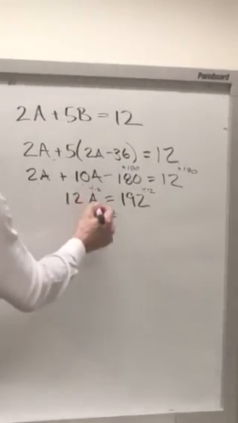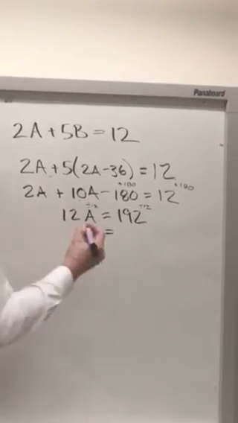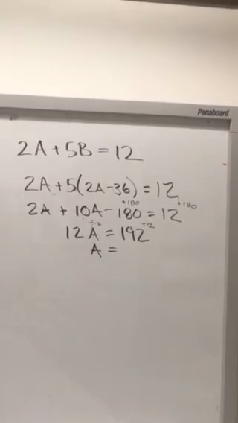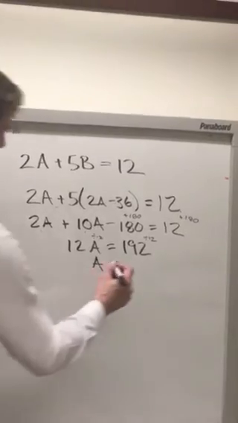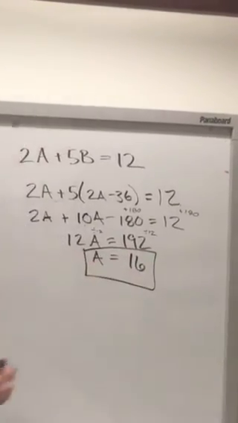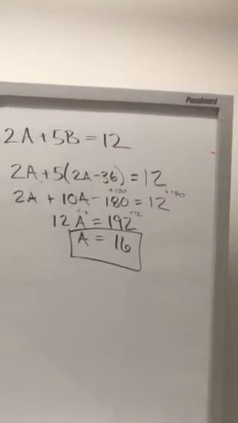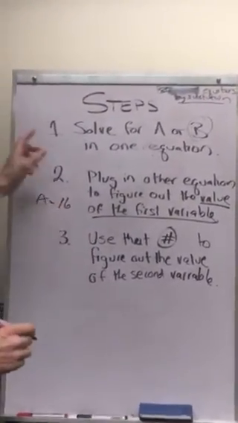So I'm going to divide both sides by 12 because, again, I'm trying to solve for A. 12A divided by 12 is 1A, we just call that A. And 192 divided by 12, you throw it into your calculator, it equals 16. So that's the first part of the equation. Now we have figured out the value of the first variable. In our case, A is equal to 16. So we're 2/3 of the way there.